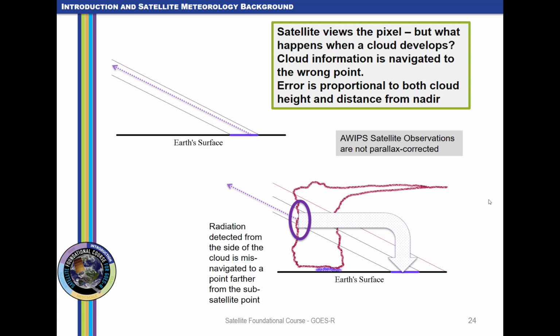The misnavigated point is always farther away from the satellite subpoint. Parallax error is related to how high a cloud is and how far that cloud is from the subsatellite point. As clouds get higher and higher, the parallax shift gets larger and larger. As clouds get farther and farther from the satellite subpoint, the parallax shift gets larger and larger. Note that satellite observations in AWIPS typically are not parallax corrected.